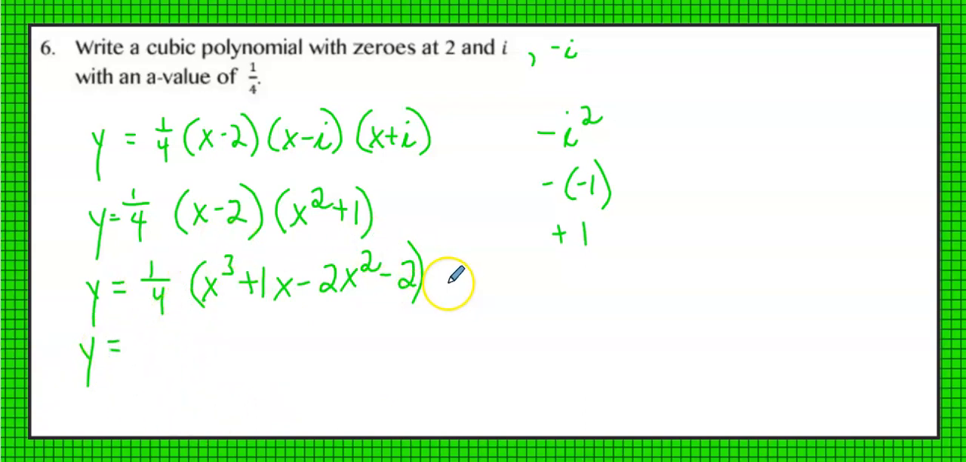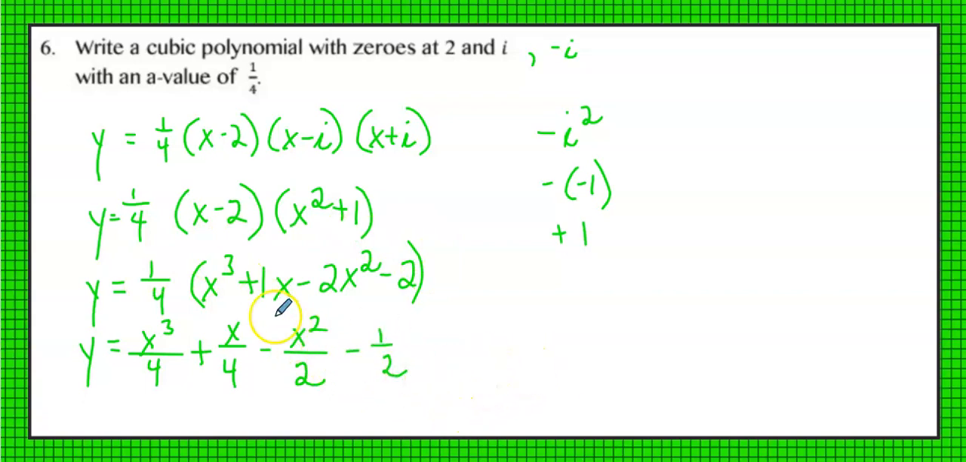Okay, now I'm going to multiply in my 1/4. When I multiply 1/4 times x cubed, I'm just going to write x cubed over 4. You can write 1/4 x cubed. That's fine. 1/4 times 1x is x over 4. And then times -2x squared, I'm going to go ahead and simplify that. -2/4 is -1/2.